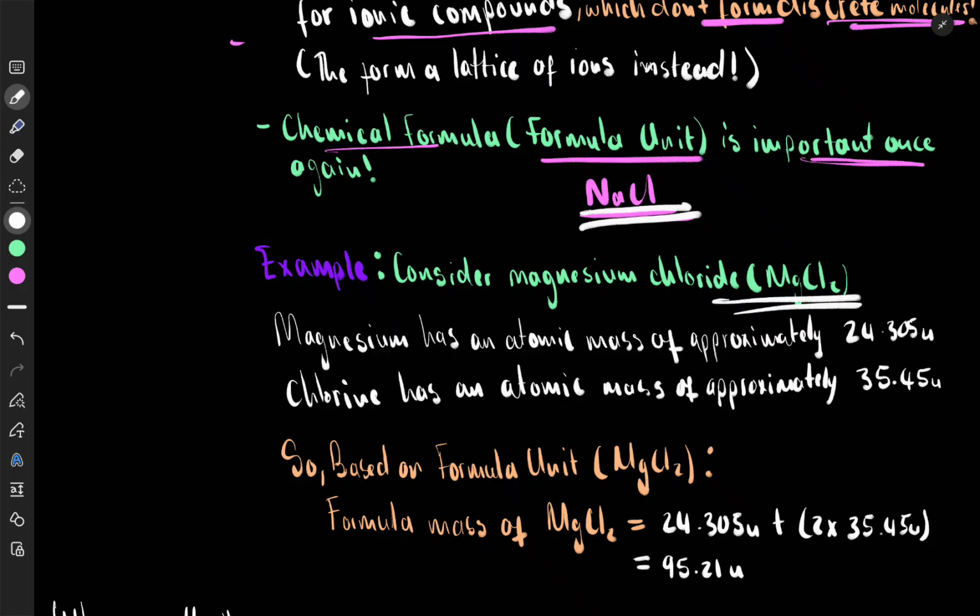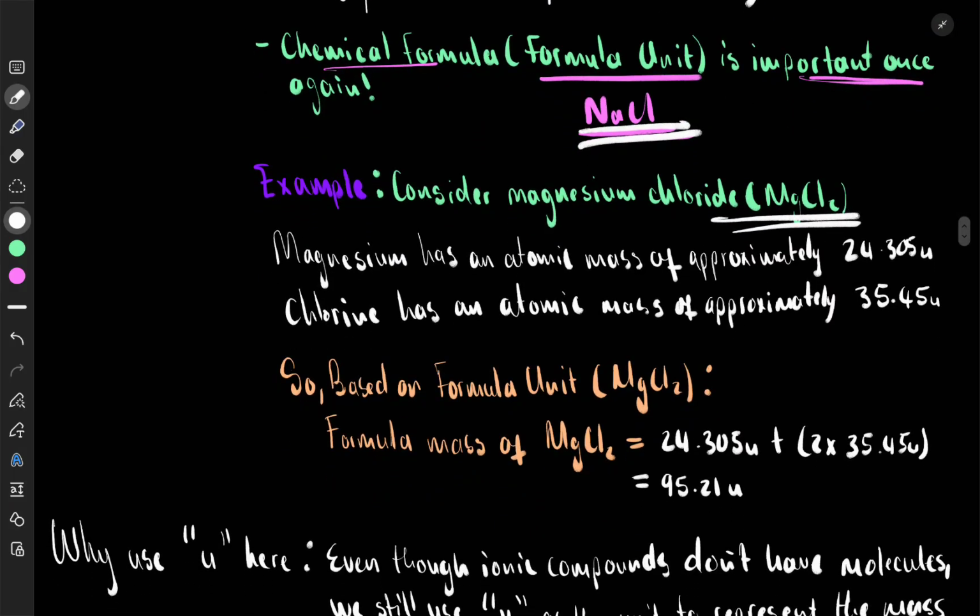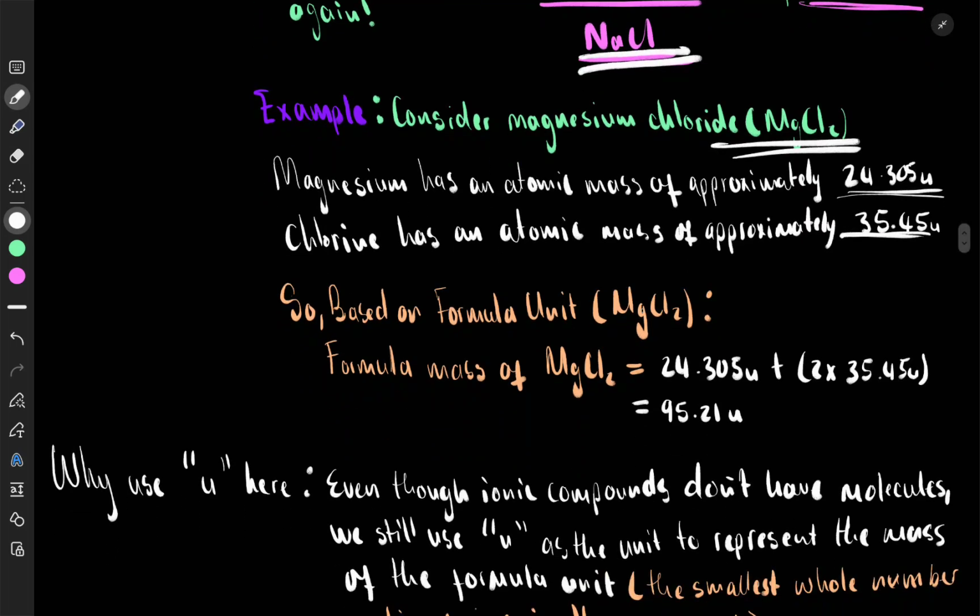So if we have magnesium chloride, MgCl2, which we talked about, then what do we have? We first look at the masses of each. Magnesium has a mass of that, chlorine has a mass of that. But since in our magnesium chloride we have 1 magnesium and 2 chlorines, we're going to add them like that, and we'll just get 95.21 atomic mass units.